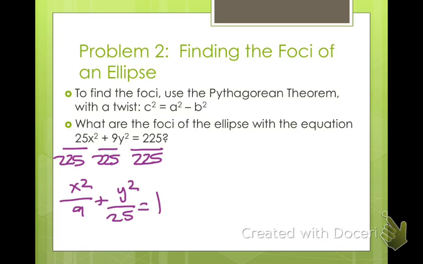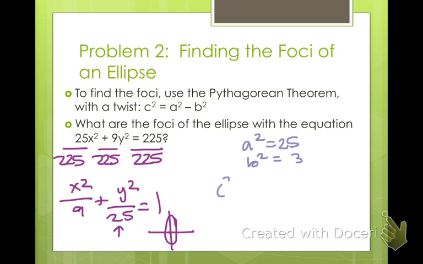So it asks me what are the foci. So first of all, I need to figure out what my orientation is. Is it horizontal or is it vertical? Well, my a is always my bigger value. My a is under my y, so I know it's going to be vertical. We have center at the origin. We know b squared and a squared. So a squared is 25, b squared is 9.